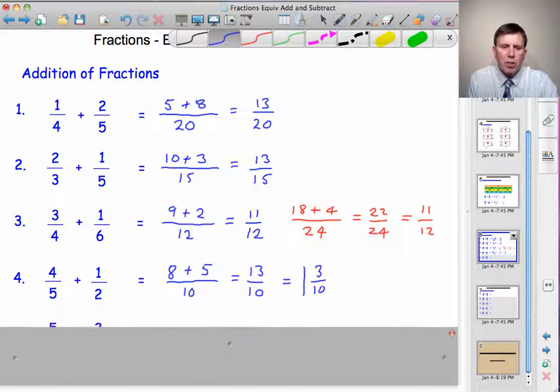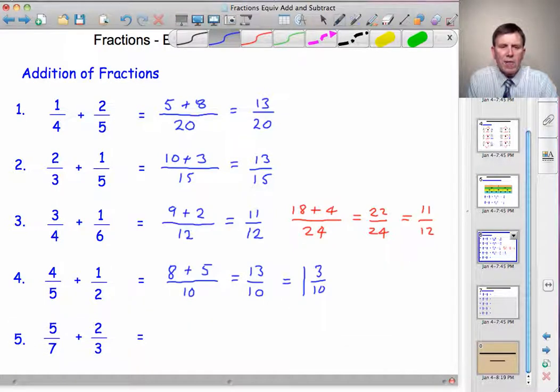Last example for our addition questions. 5/7 plus 2/3. Common denominator, lowest thing 7 and 3 go into is 7 times 3 is 21. I've multiplied the 7 by 3, so times the top by 3. 5 3s are 15. Plus, I've multiplied the 3 by 7, so times the top by 7. 2 times 7 is 14. 15 add 14 is 29.